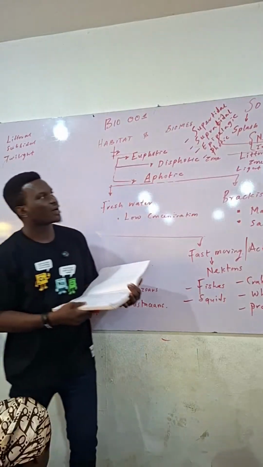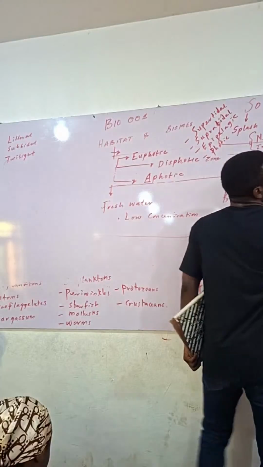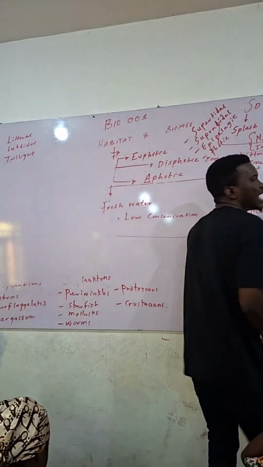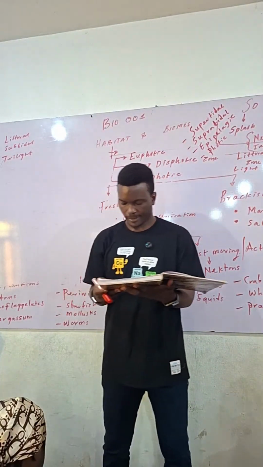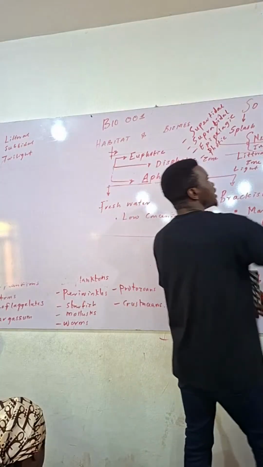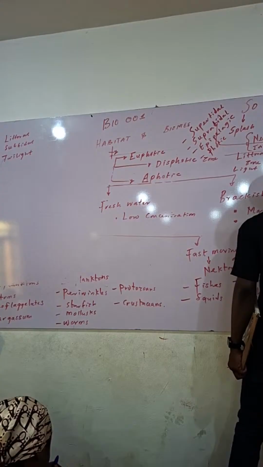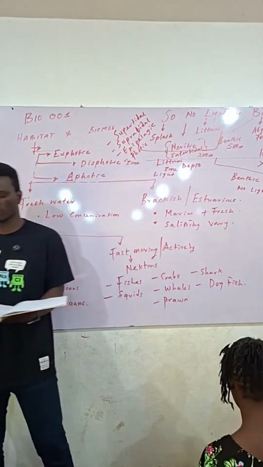Then abyssal zone. Abyssal zone is also known as pelagic zone.